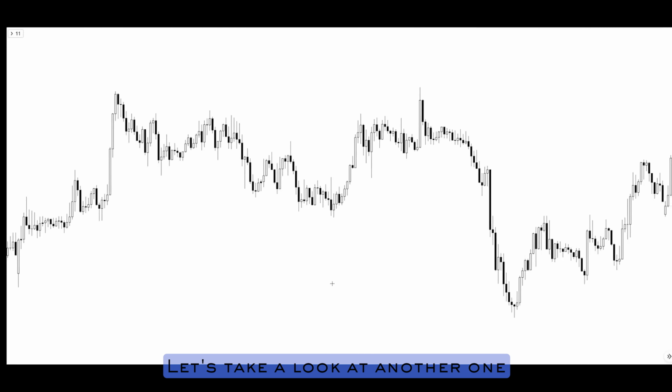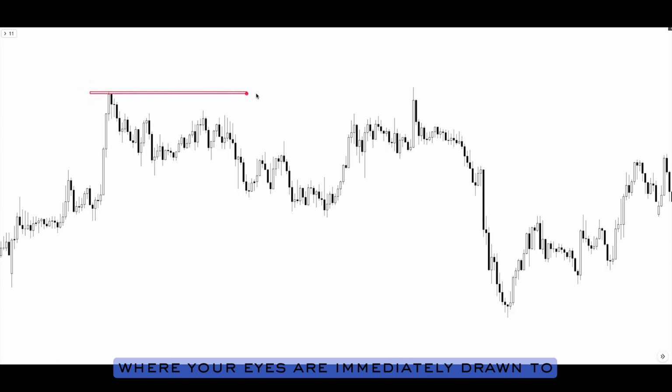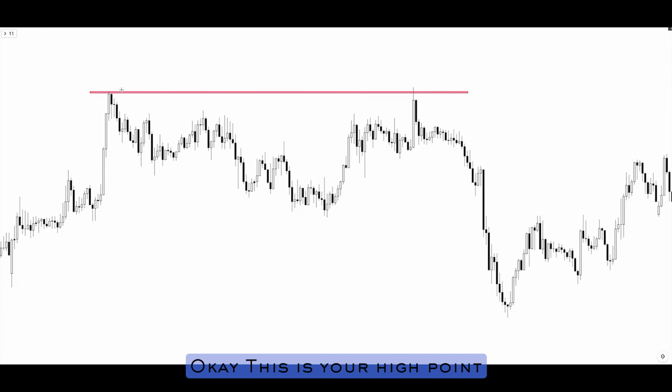Let's take a look at another one. Here we have another swing failure pattern at a high. So again, the area where your eyes are immediately drawn to, right up here, this is your high point. And why is it important that your eyes are immediately drawn to this?